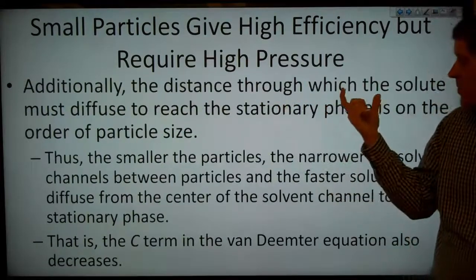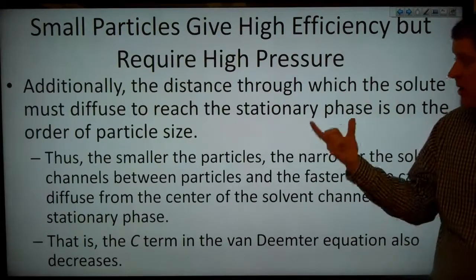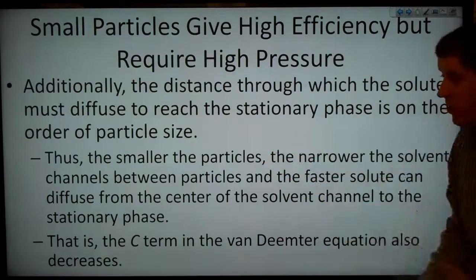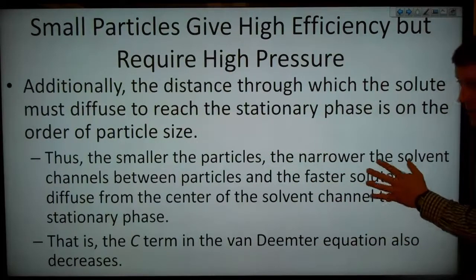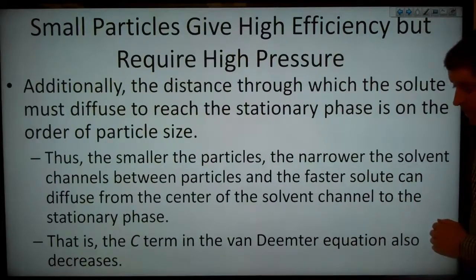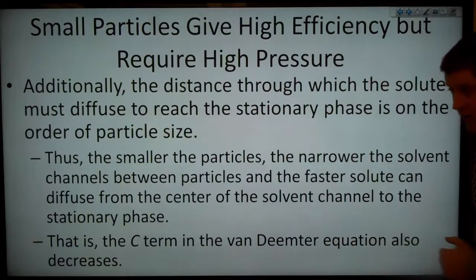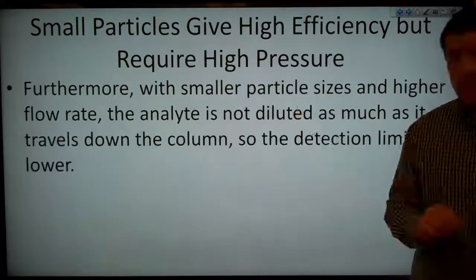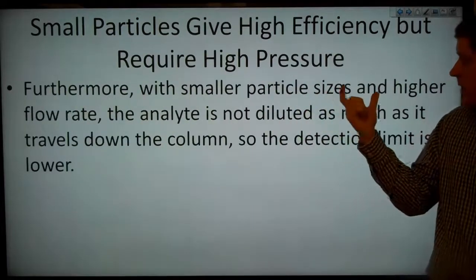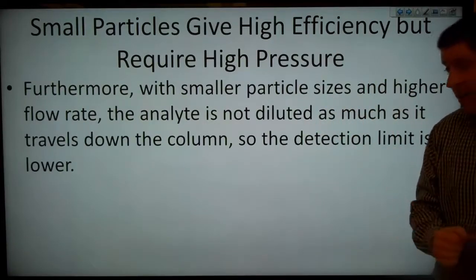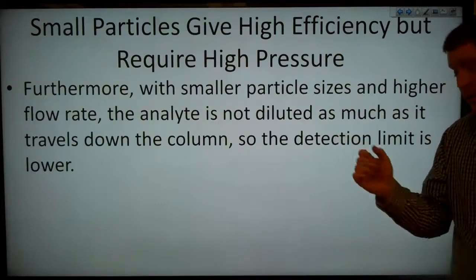Additionally, the distance through which the solute must diffuse to reach the stationary phase is on the order of particle size. And thus, the smaller the particles, the narrower the solvent channels between the particles, and the faster the solute can diffuse from the center of the solvent channel to the stationary phase. That is, that C term in the Van Deemter equation also decreases as we lower particle size. Furthermore, with smaller particle sizes and higher flow rate, the analyte is not diluted as much as it travels down the column, and that means that the detection limit is lower.